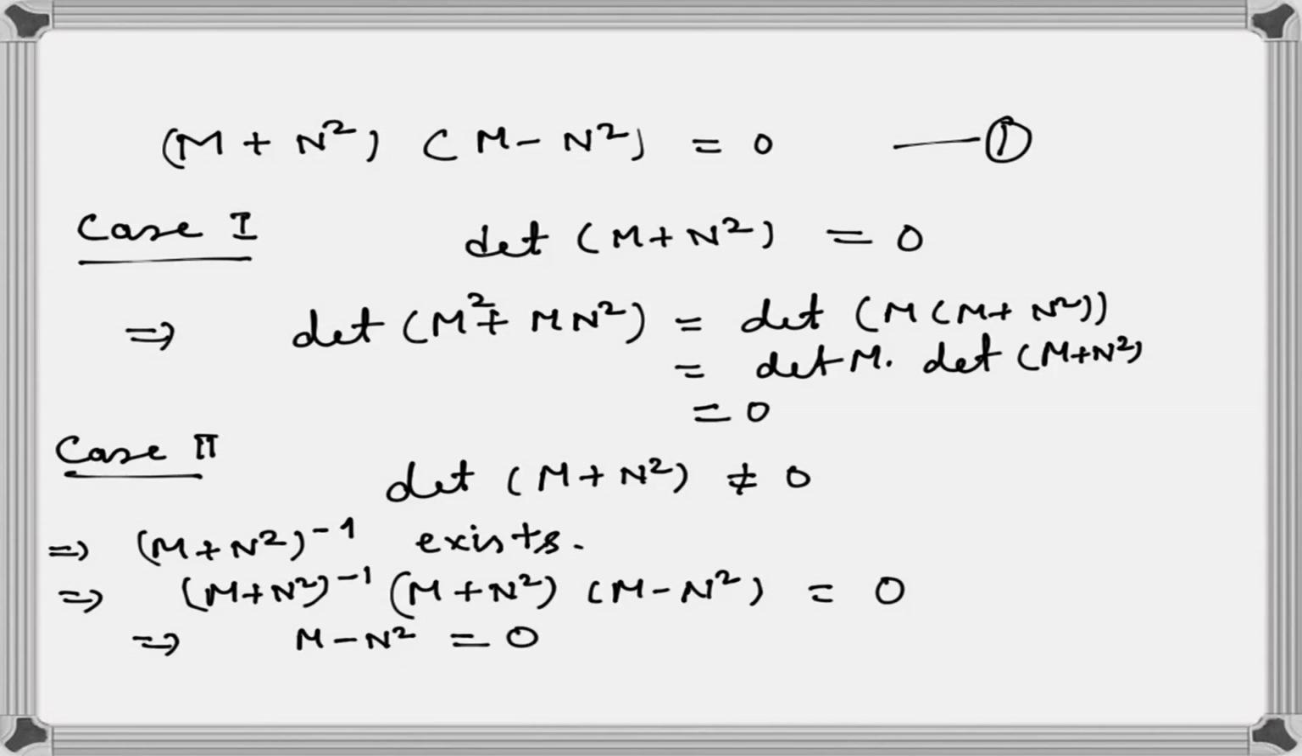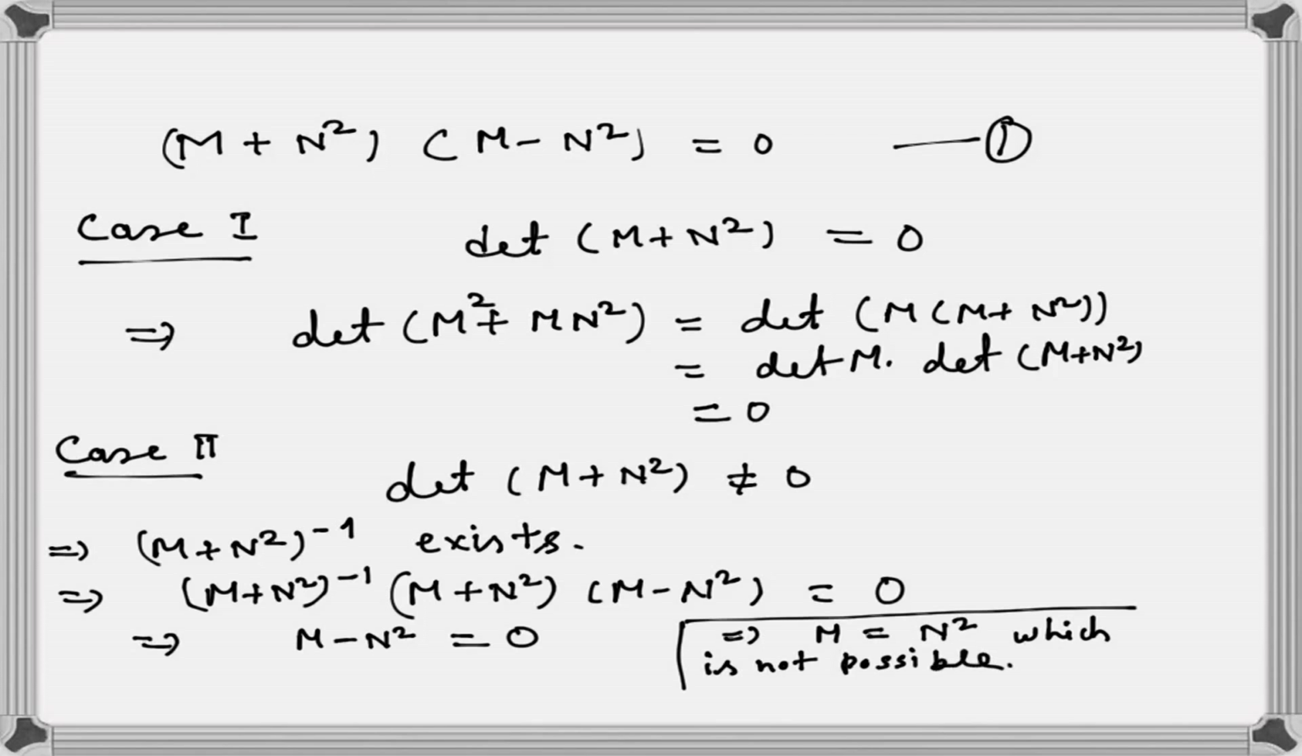All right, so let me just summarize here. This implies that M is equal to N square, and this is not possible, right? Which is not possible because in the question it is given that M is not equal to N square. All right. So this implies that case 2 cannot occur.